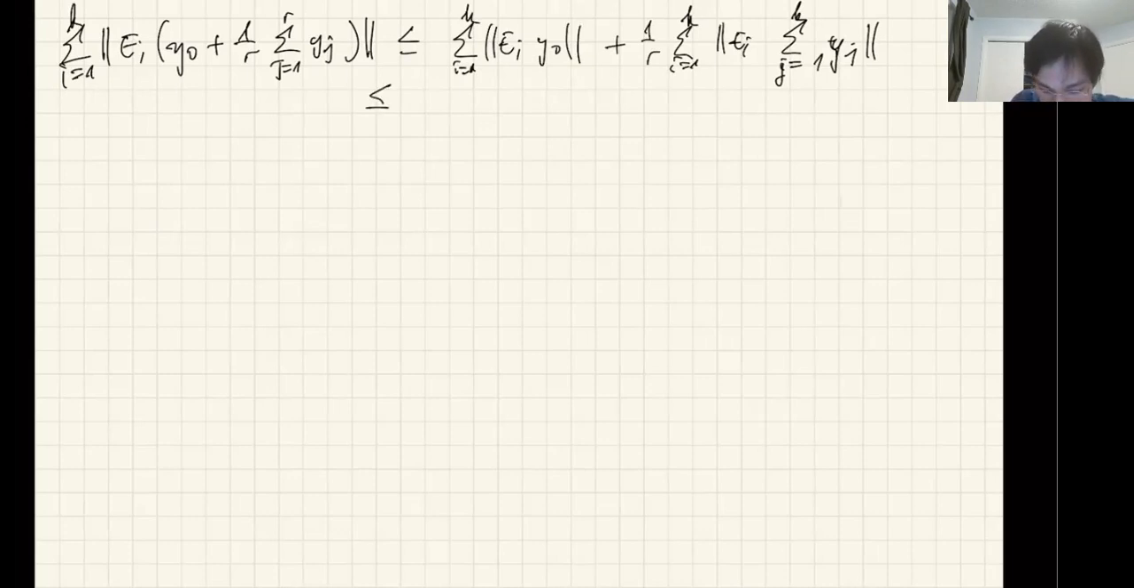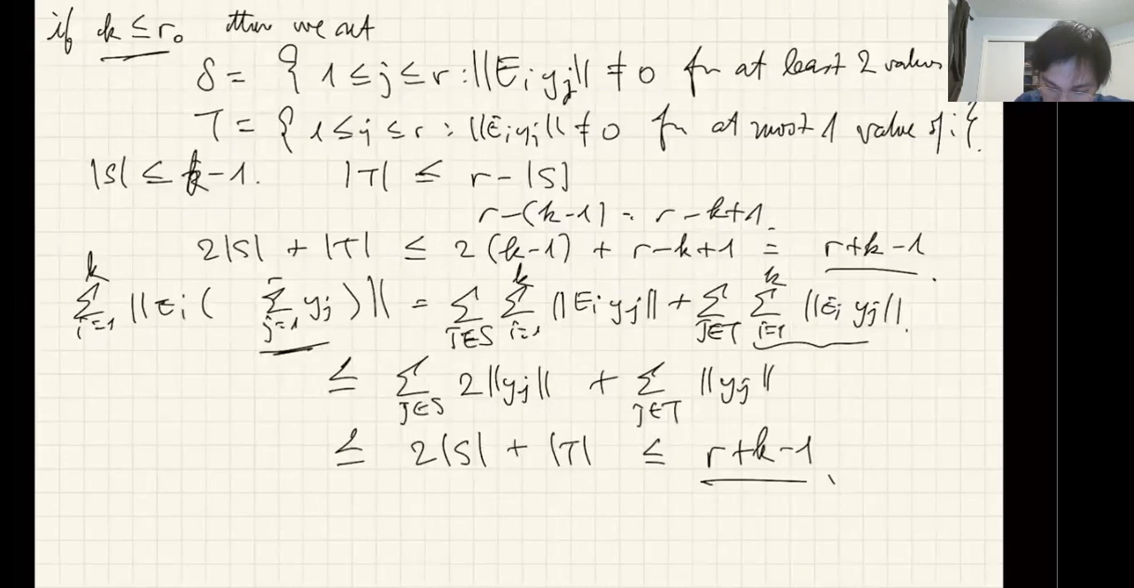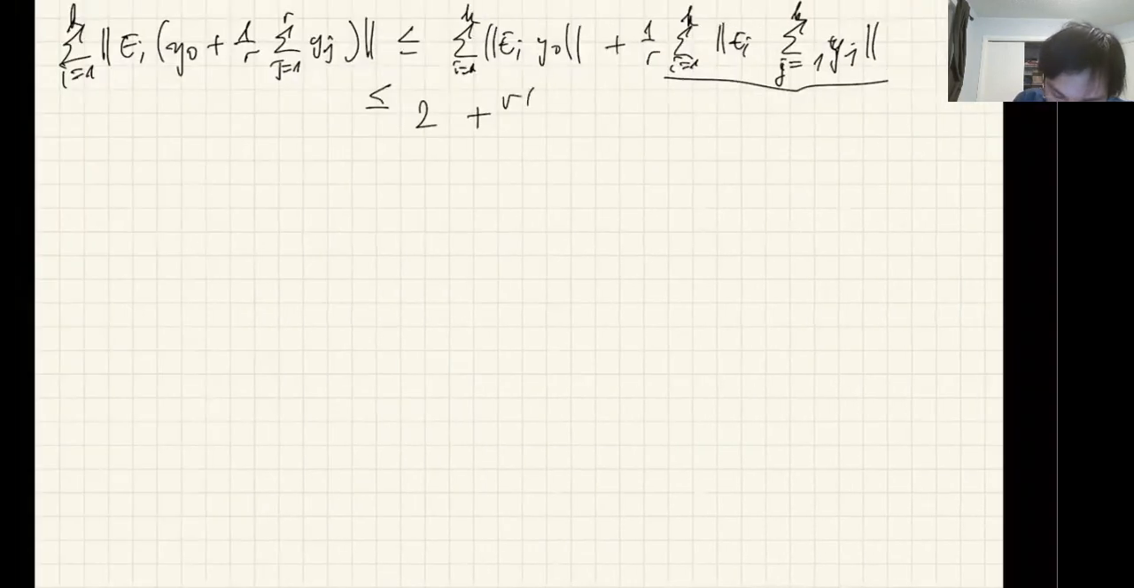This, we'll bound it above by twice y_0, which, because it's a unit vector, is just 2 times 1. And then here, we took this part before, and we saw that it was r plus k minus 1. So we just put r plus k minus 1 over r. And this is less than or equal to 3, because the r over r makes a 1. 3 plus k minus 1.